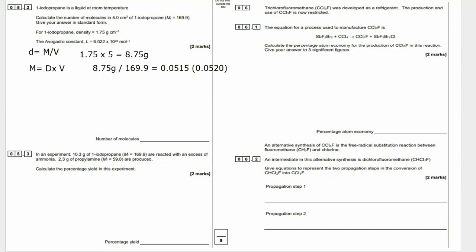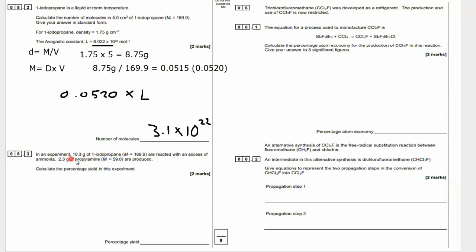We now want to take that, which is the moles, so if I stick 0.0520 in, times it by L. What is L? L is Avogadro's constant. So put that into your calculator, and boom, 3.1 times 10 to the 22. That's how many molecules are in 5 centimeters cubed of iodopropane. Super duper duper.